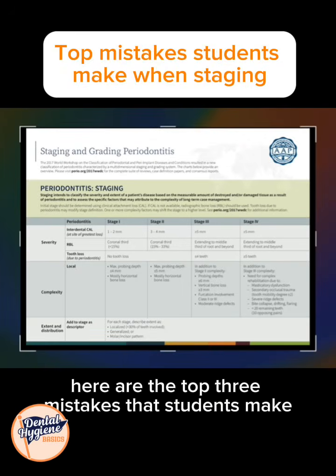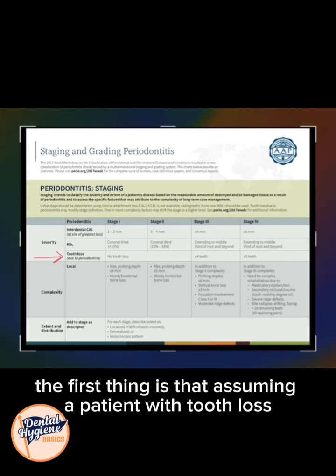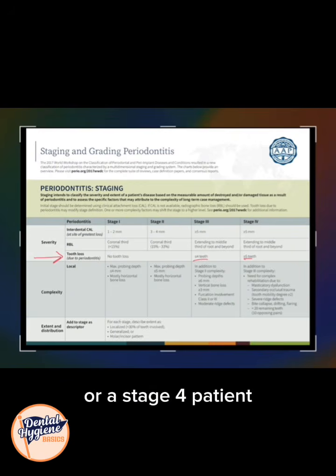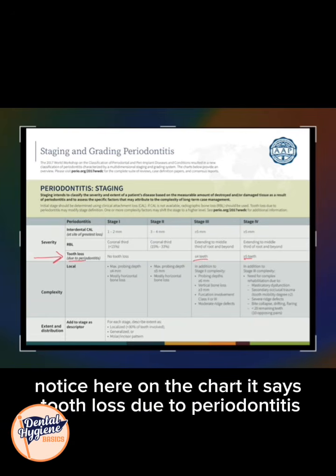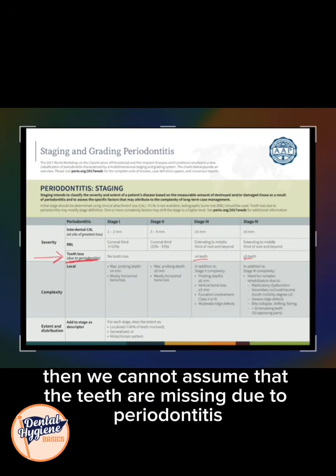Here are the top 3 mistakes that students make when they are staging a periodontitis patient. The first thing is assuming a patient with tooth loss is automatically going to be a stage 3 or a stage 4 patient. Notice here on the chart, it says tooth loss due to periodontitis. If you do not have that information, then we cannot assume that the teeth are missing due to periodontitis.